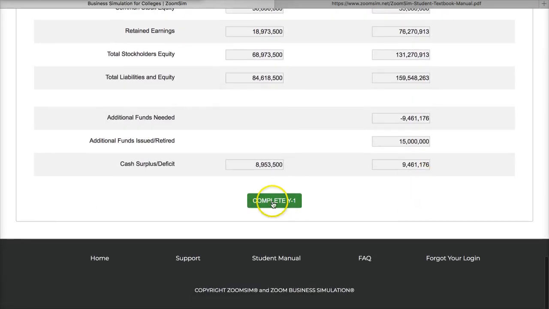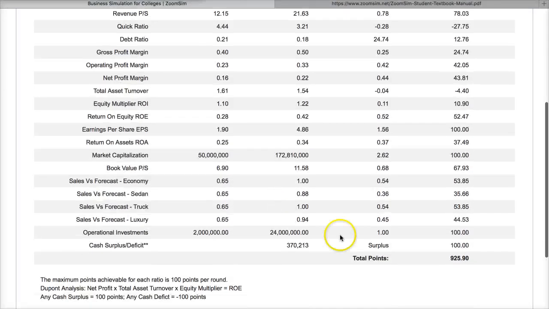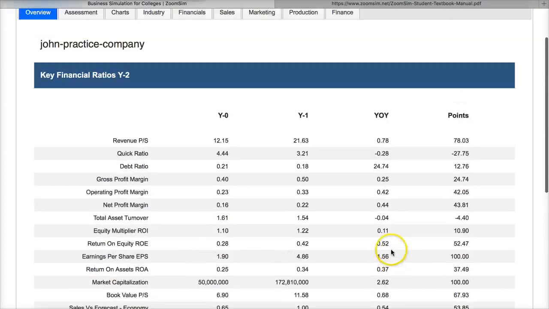So I'm going to complete the round. Now, only in the practice rounds does it roll over and give you the results right away. When we do the team composition, we're going to have to wait. So I scored 925 points on the first round.